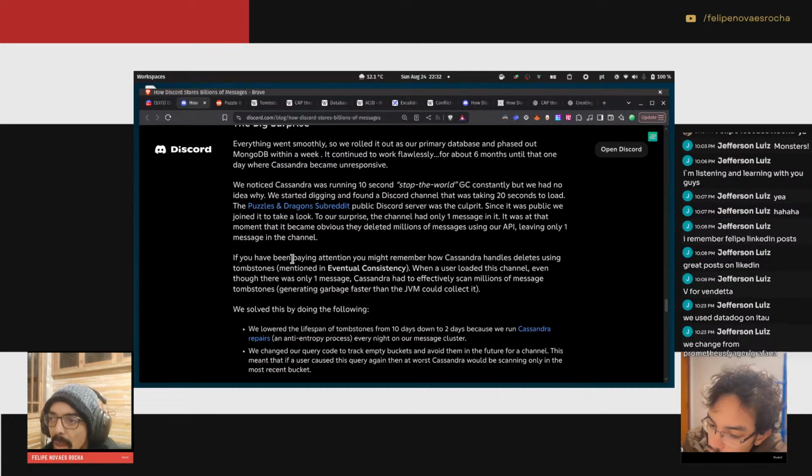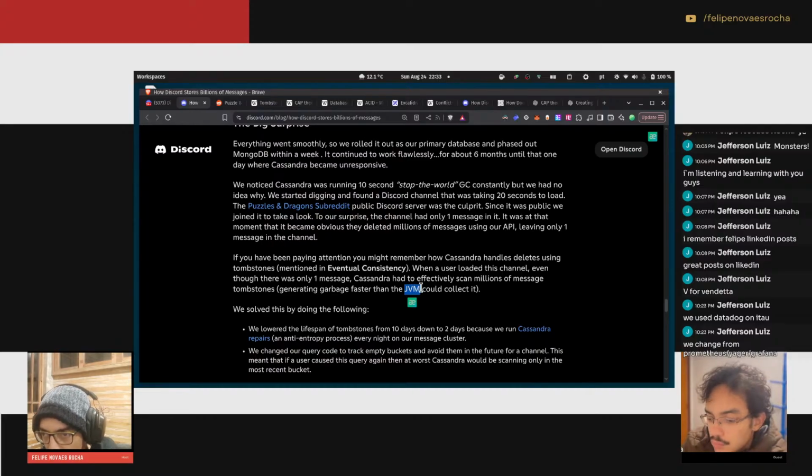If you have been paying attention, you might remember how Cassandra handled deletes using tombstones, mentioned in eventual consistency. When the user loaded this channel, even though there is only one message, Cassandra had to effectively scan millions of message tombstones, generating garbage faster than the JVM could collect.